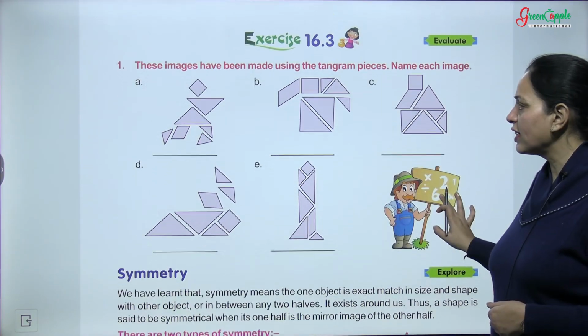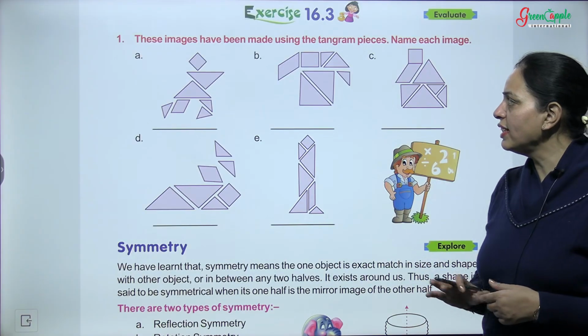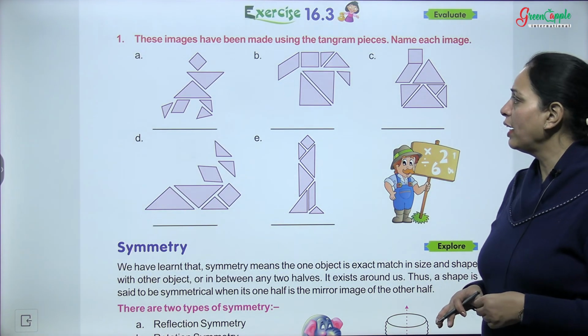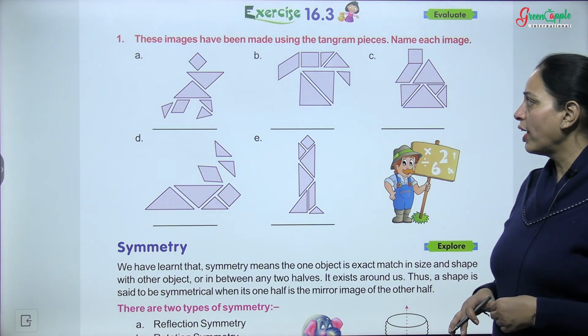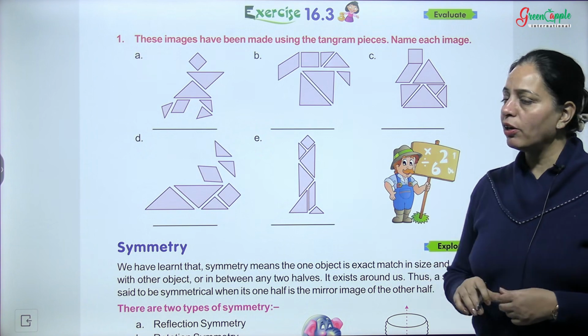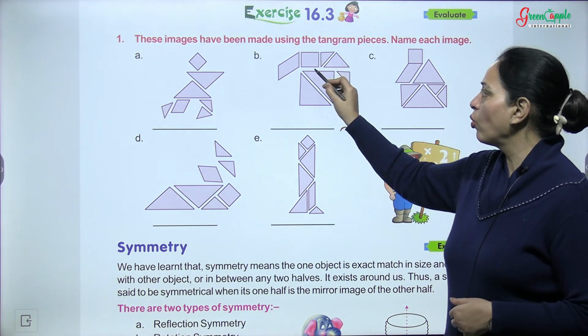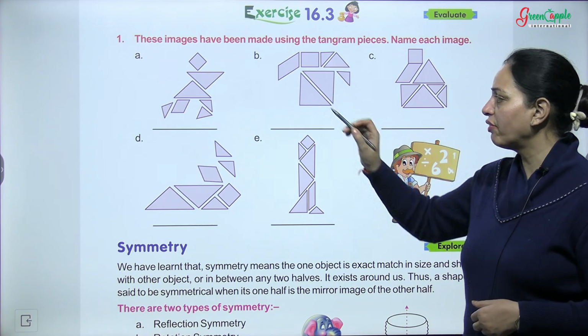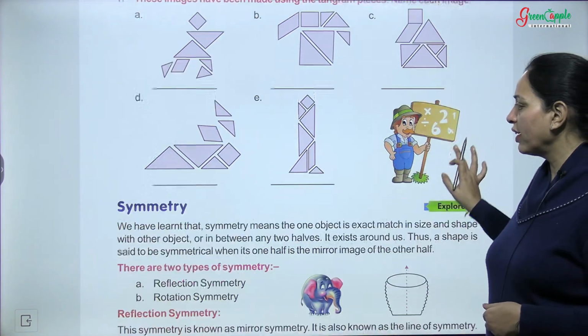Now exercise 16.3, these images have been made using the tangram pieces. Name each image. So like here, the B part, what is this image? This is a parallelogram, this is a square, triangle, triangle, triangle, triangle, triangle. So you can try the rest.